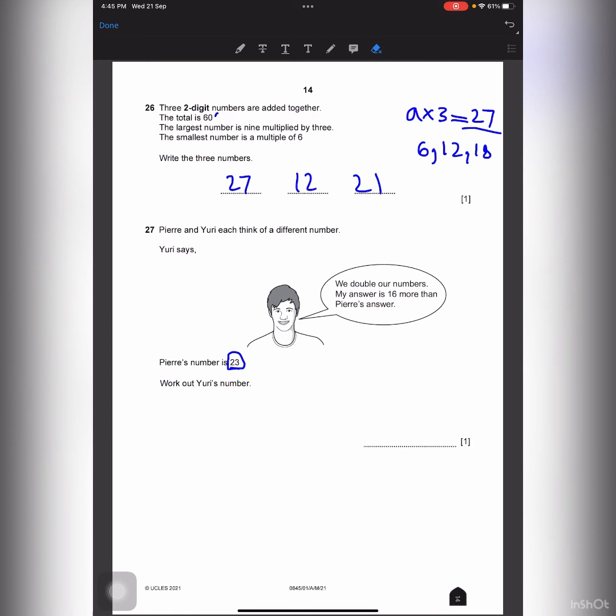So okay, 16 more than, so first we have to use Perry's number. So Perry's number is 23. Now he says 16 more than, so we're going to subtract 16 instead. So we're going to do everything the opposite. So 13 minus 6, 7. So 7, and 2 minus 1, and now this will come to 0. So we got 7. Now, he said that we double our number. So when we double our number, we get 14.